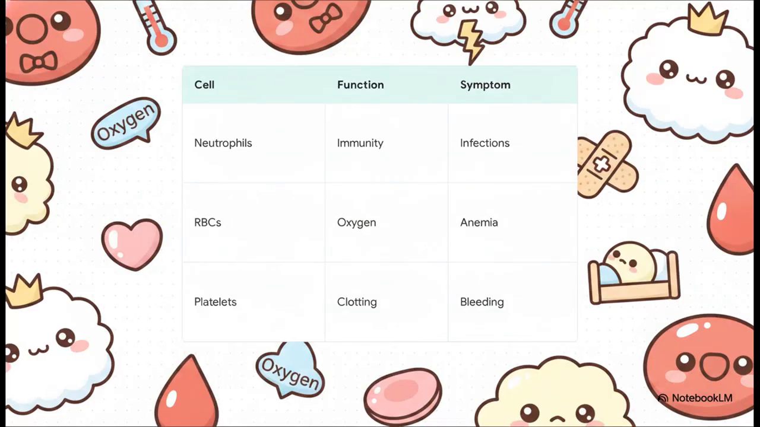So the crucial takeaway here is that as these leukemic blasts take over the bone marrow, they literally crowd out the normal blood-producing factory. The result? The body just stops making healthy cells.